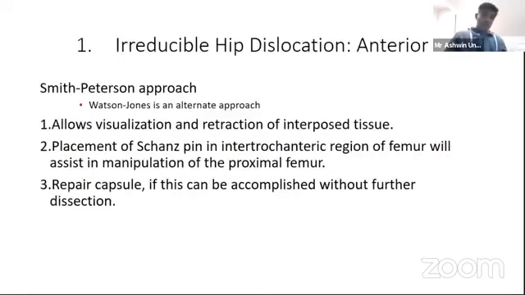So if you have an irreducible hip, what are the approaches available? That is a Smith-Petersen approach or a Watson-Jones approach, a similar approach. You place a Steinmann pin at the intertrochanteric region, manipulate the femoral head, and repair the capsule, if it is accompanied with further dissection.